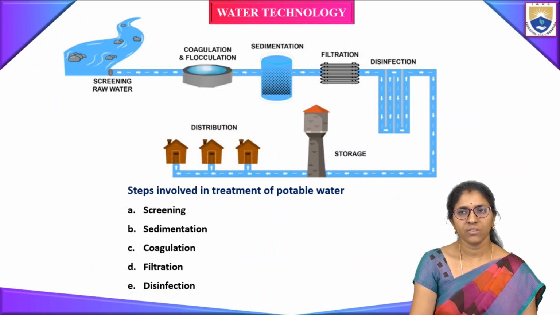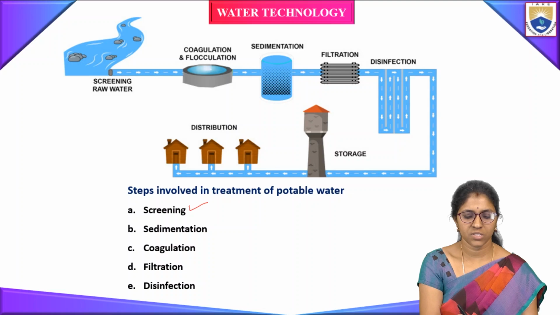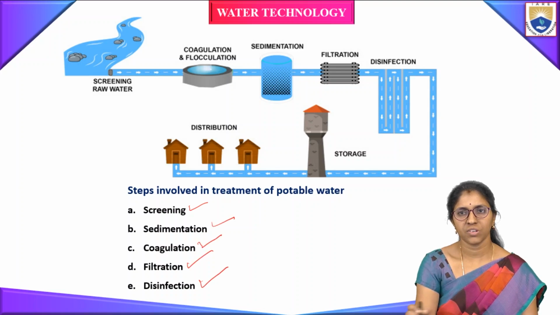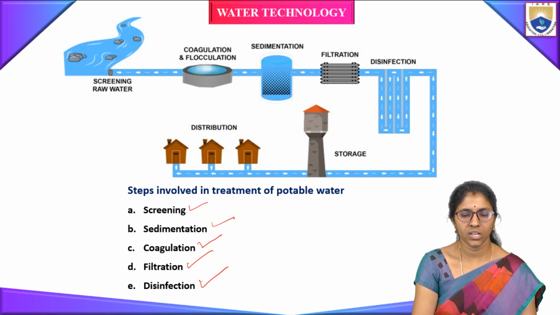So what are the steps involved in the treatment of potable water? The steps are screening, sedimentation, coagulation, filtration, and disinfection. These steps are used for the treatment of potable water.